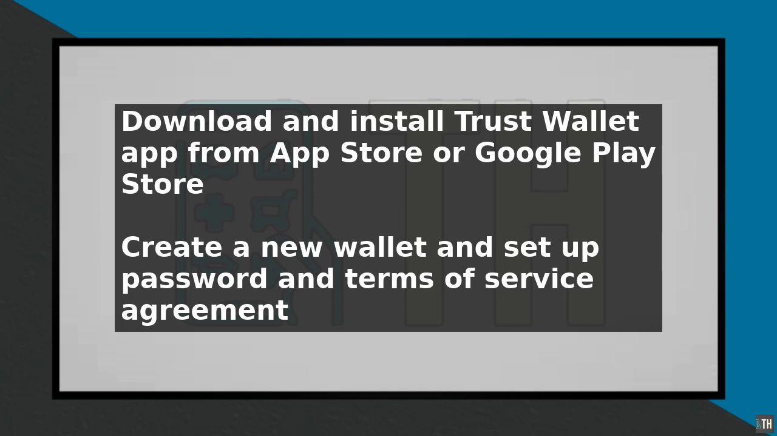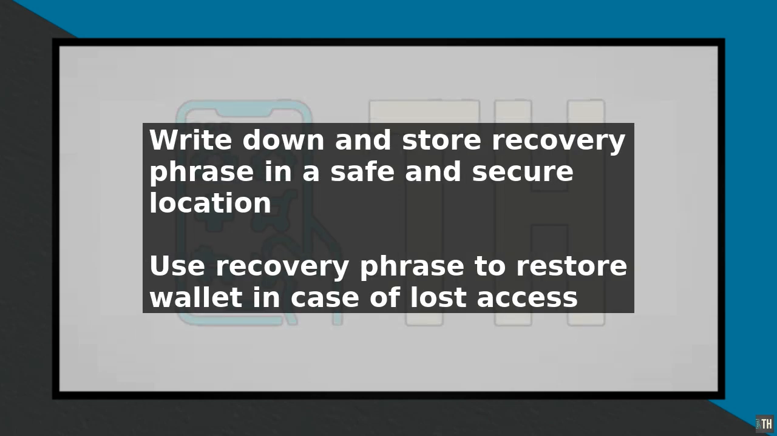Once installed, open the app and tap on Create a new wallet. You will be prompted to create a password and agree to the terms of service. After creating your password, you will be given a recovery phrase, which is a list of 12 words that will be used to restore your wallet in case you lose access to it. Make sure to write down this phrase and store it in a safe place.